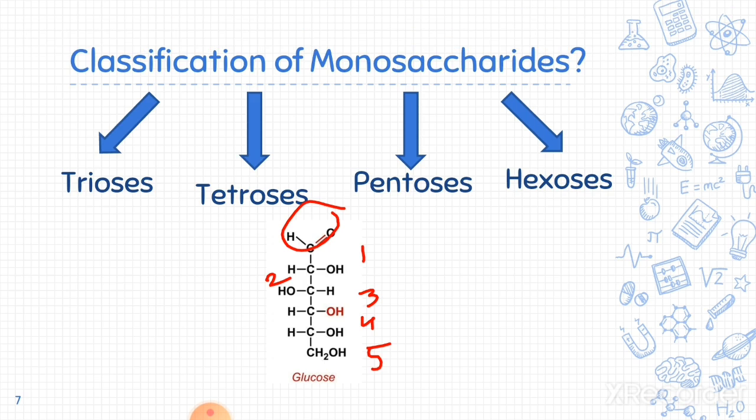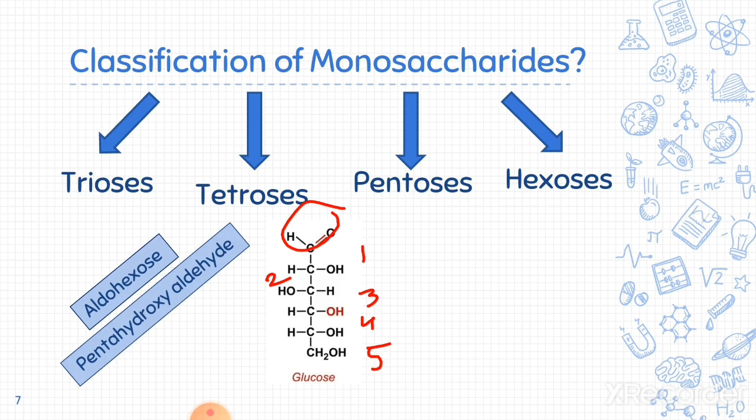Now this glucose molecule may also be called aldohexose. Aldo means that an aldehyde group is attached. Hexose means that it is a monosaccharide having 6 carbon atoms. So this glucose is called the aldohexose.